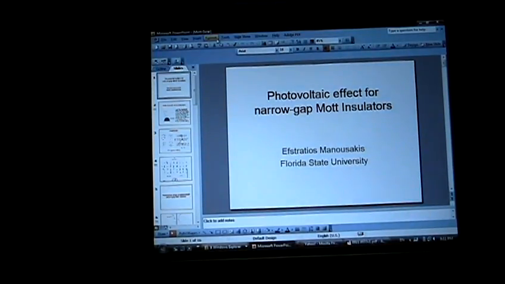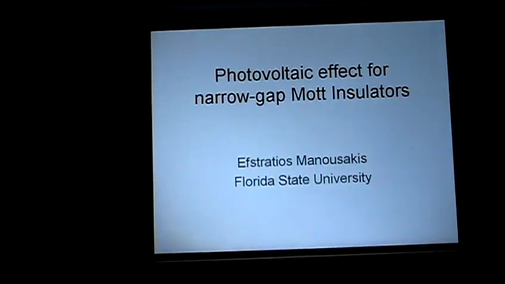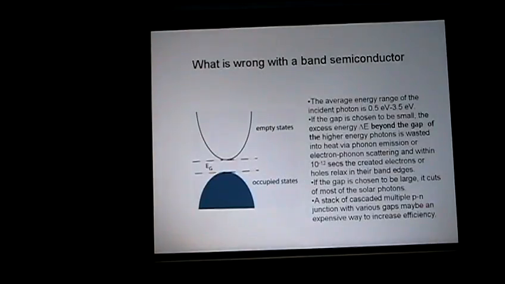Because you're all tired and I only have 15 minutes to explain this to you, I'm going to be quick. So the idea is: is it possible to use Mott insulators to produce the photovoltaic effect, and is it efficient, and is it a good idea? So I'm going to try to be brief.